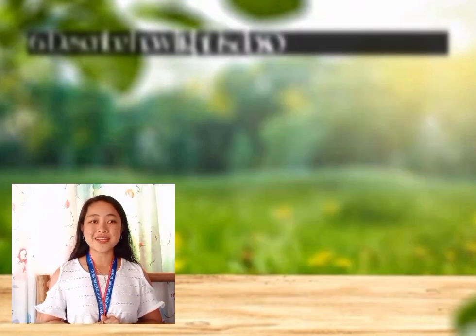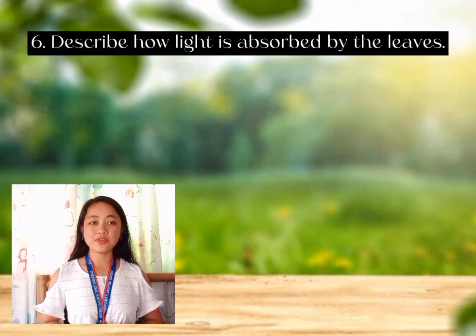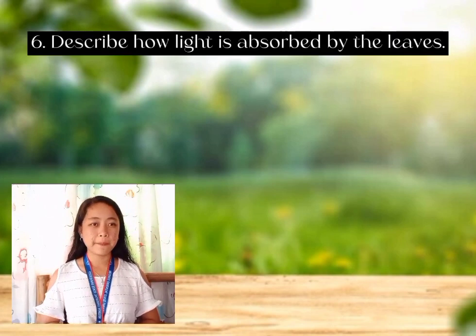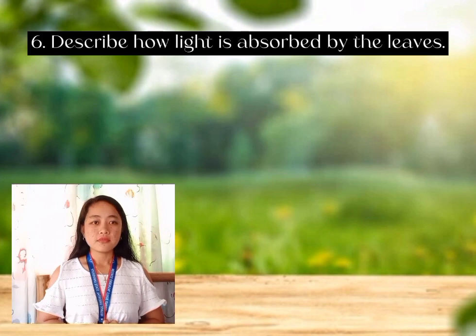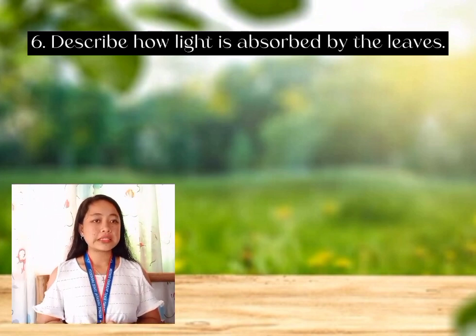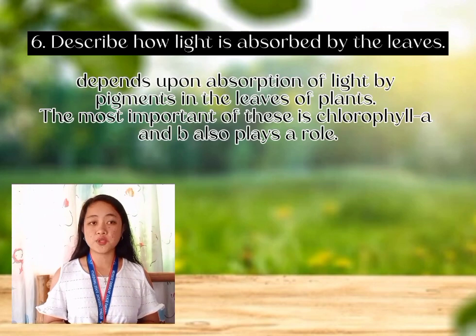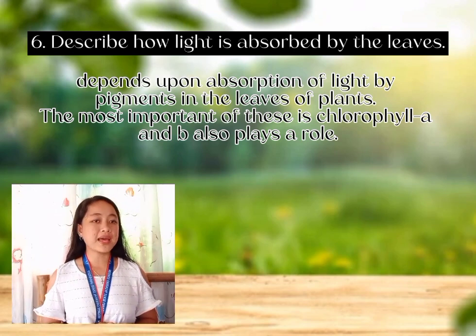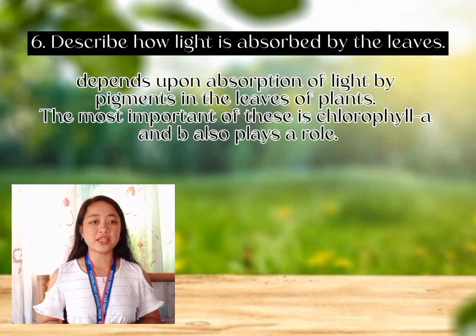So, to question number 6, describe how light is absorbed by the leaves. So, photosynthesis depends upon absorption of light by pigments in the leaves of plants. The most important of these is chlorophyll A, and chlorophyll B also plays a role.